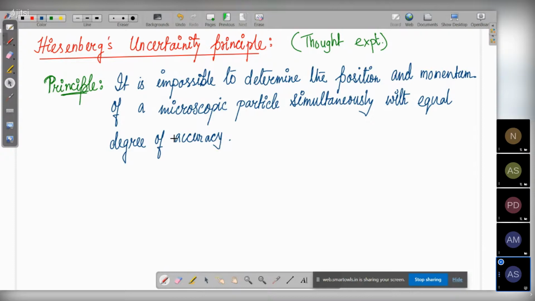And if you are going to do it, you will always get an error in your calculation. And that error will be delta x into delta px, that is greater than or equal to h by 4 pi. This will be the error if you want to calculate it simultaneously.